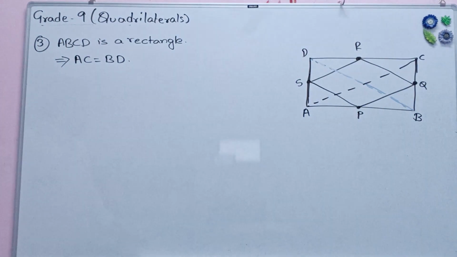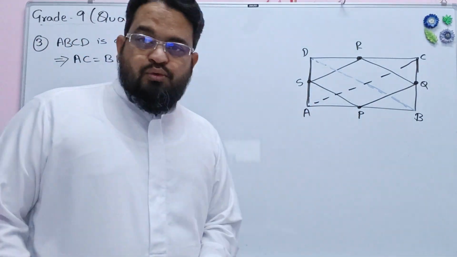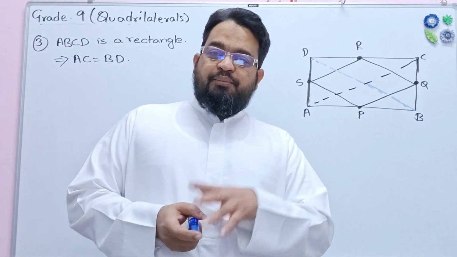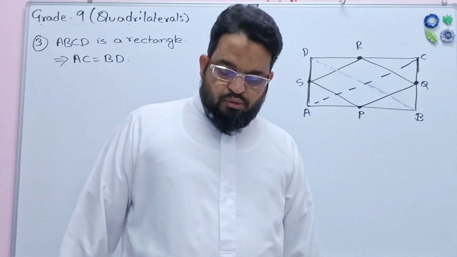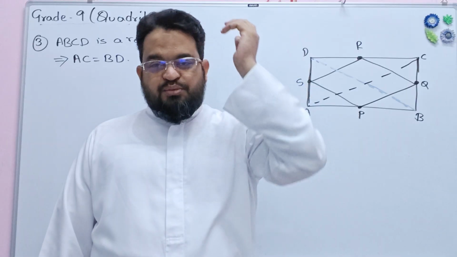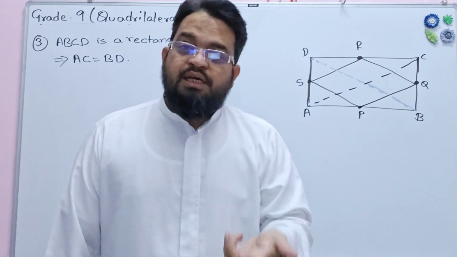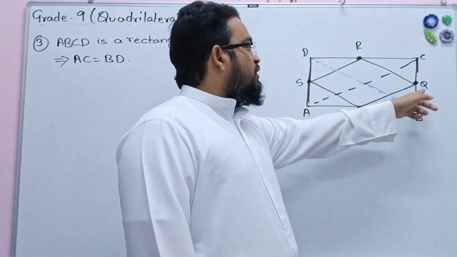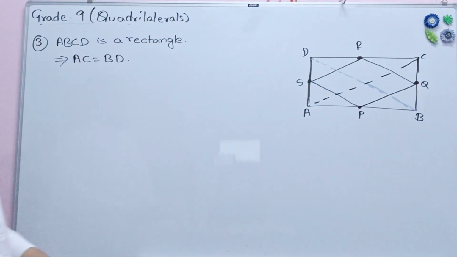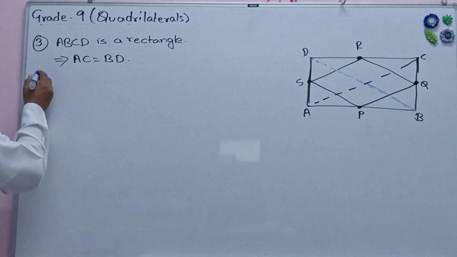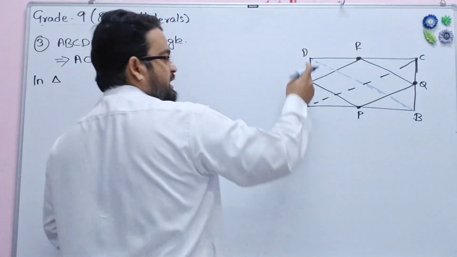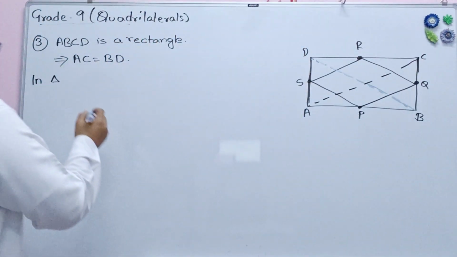Now follow the same steps. In order to prove it a rhombus, what is the difference between a parallelogram and a rhombus? In a parallelogram, only the opposite sides are equal. A rhombus is a special parallelogram in which all sides are equal. That means we have to prove that PQ is equal to QR is equal to RS is equal to SP. Let us do the same. Now in triangle, let us take the top one, DAC.